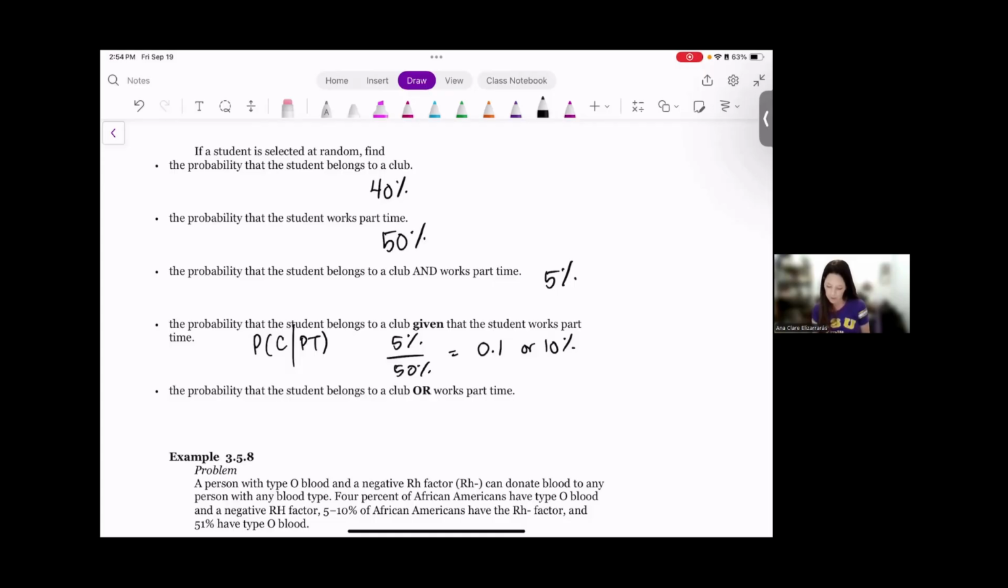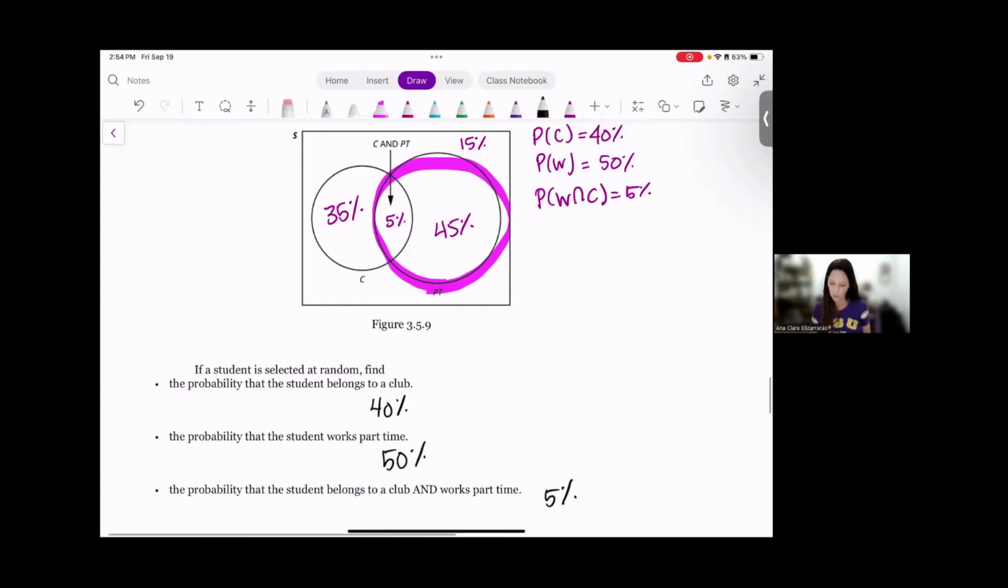What is the probability the student belongs to a club or works part-time? Well, or is all the club, all the part-time, and not double counting. So or is everything in the club and the part-timers, but I don't want to double count this portion twice. So what I want to do is say 35% plus 5% is 40, plus 45% is 85% total.